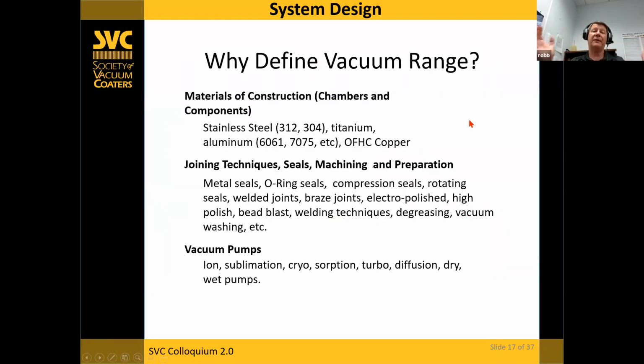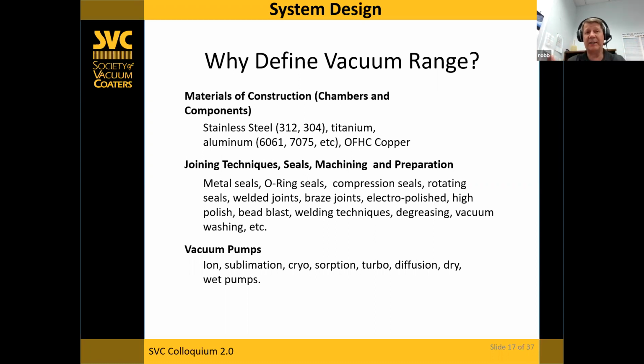So why define this vacuum range? Why put so much time and effort into discovering what range I want to work at, what range I want to specify for my vacuum system? Primarily, you define the material of construction. In certain vacuum ranges, you cannot use certain materials, and we'll go over a chart a little later that shows this. In other vacuum ranges, you could use just about any material under the sun if you wanted.